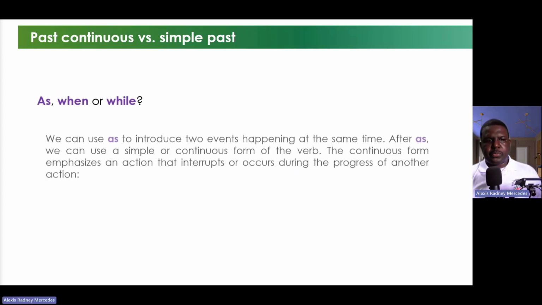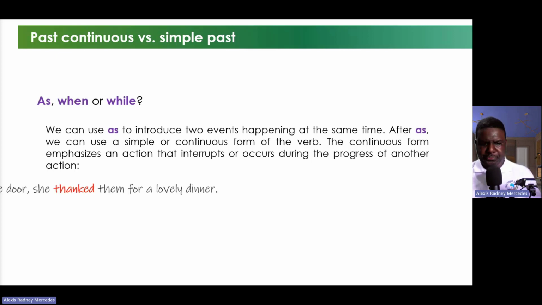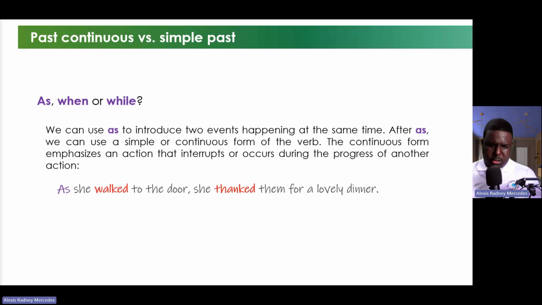Another part: we can use as to introduce two events happening at the same time. After as, we can use a simple or a continuous form of the verb. The continuous form emphasizes an action that interrupts or occurs during the progress of another action. As she walked to the door, she thanked them for a lovely dinner.